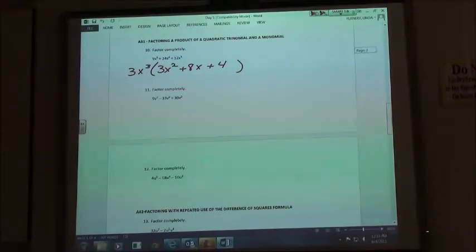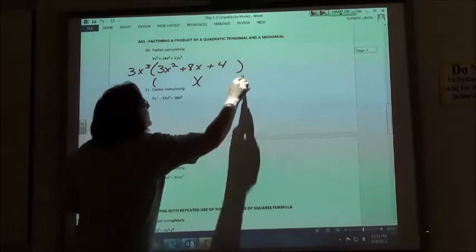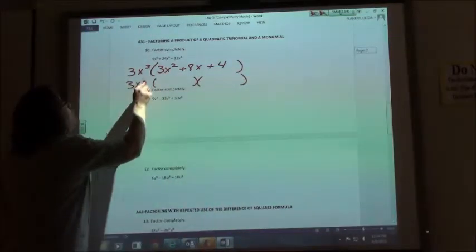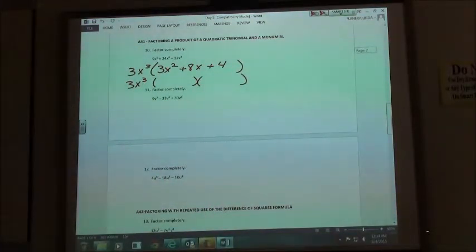Now occasionally on the ALEKS program you will not be able to factor the quadratic expression that's left, but most times, probably 9 times out of 10, you are going to be able to. So then we'll factor again. But you will run into a few that won't factor any farther.